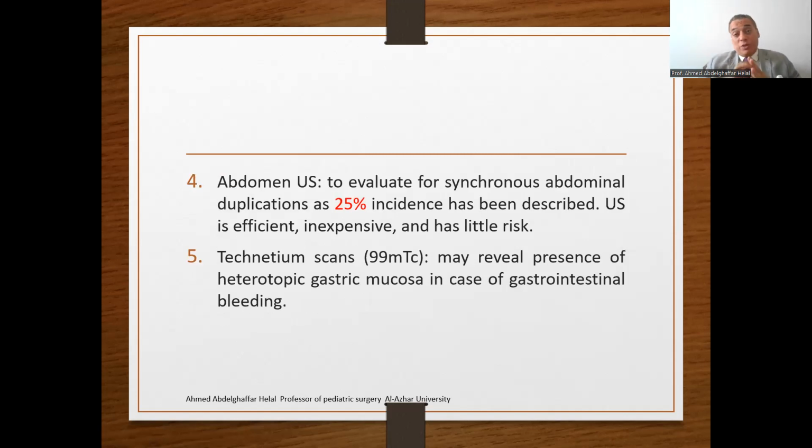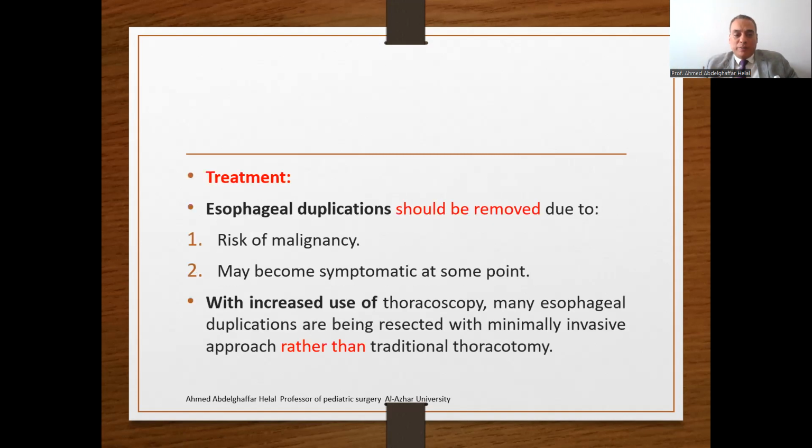Abdominal ultrasound is very important to evaluate for associated duplication of the abdominal esophagus, as about 25% incidence is described. Ultrasound is effective, inexpensive, and has little risk. A technetium scan may reveal the presence of ectopic gastric mucosa in case of gastrointestinal bleeding. So it may be used in case of gastrointestinal bleeding to confirm the presence of ectopic mucosa.